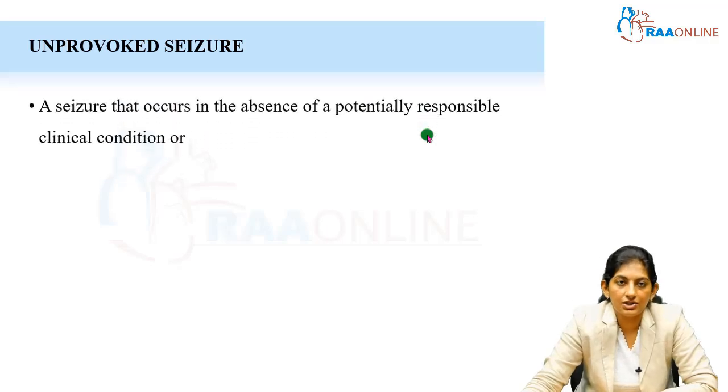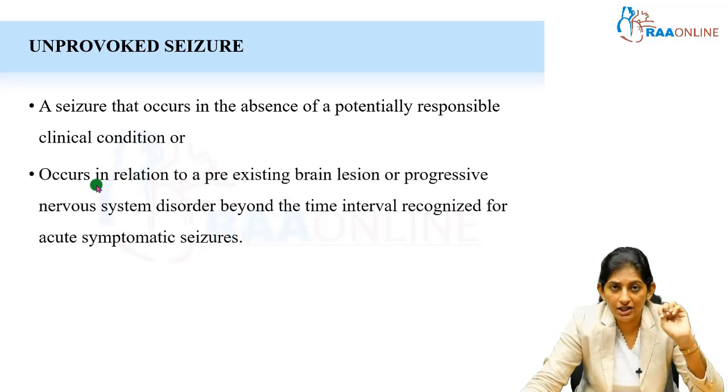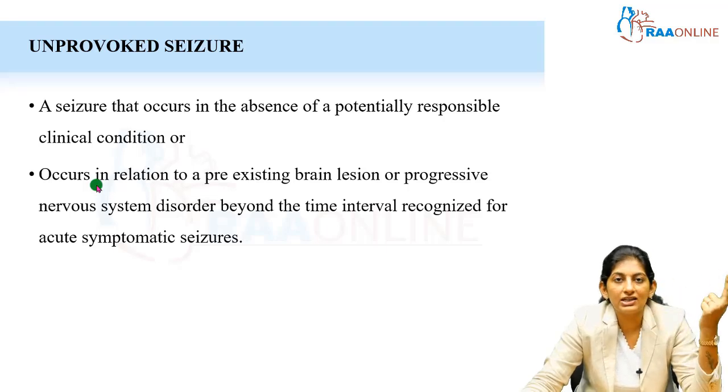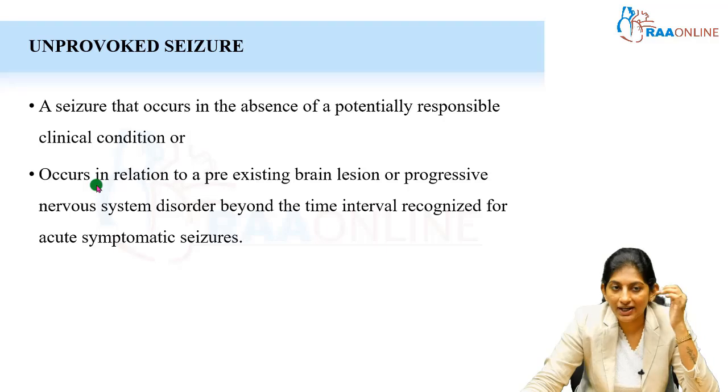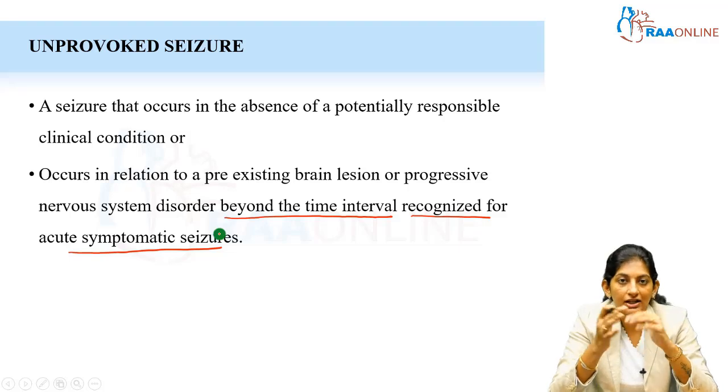What is an unprovoked seizure? We know febrile seizures are fever related, fever triggered seizures. An unprovoked seizure is something where you do not find a potentially responsible condition when the patient comes to you, or there can be a pre-existing brain lesion, like the child could have had an HIE event at birth, but now maybe at 4 or 5 years the child is throwing a seizure. You cannot attribute this seizure at this age to an HIE event that had happened during the child's birth, isn't it? So beyond the time interval which is recognized for an acute symptomatic seizure, if the child is getting a seizure, that is also unprovoked.